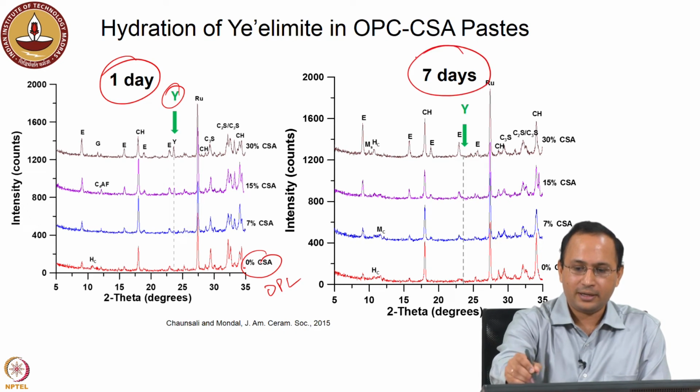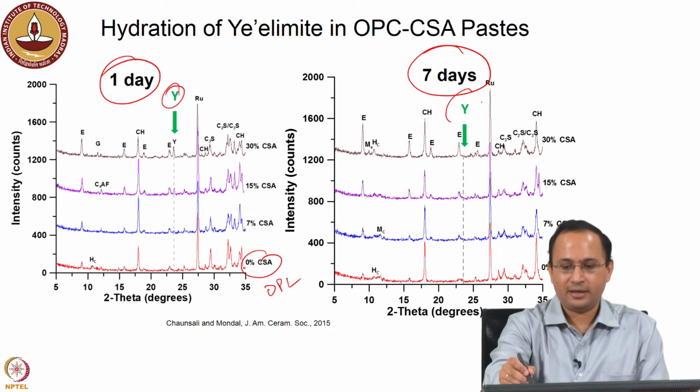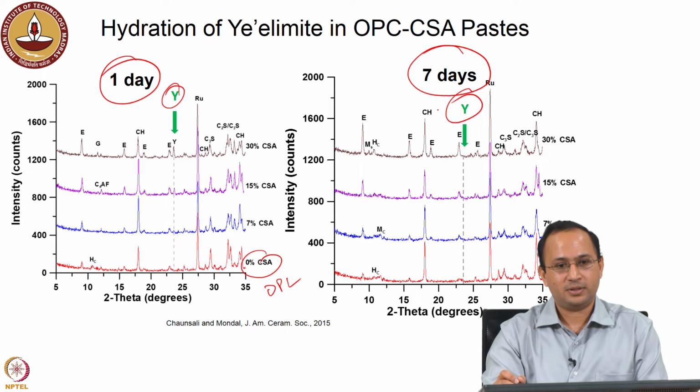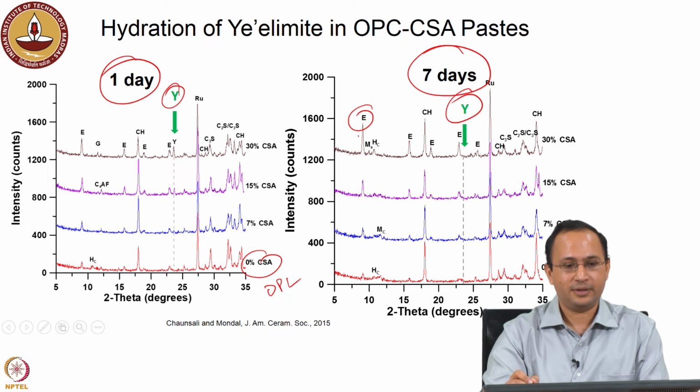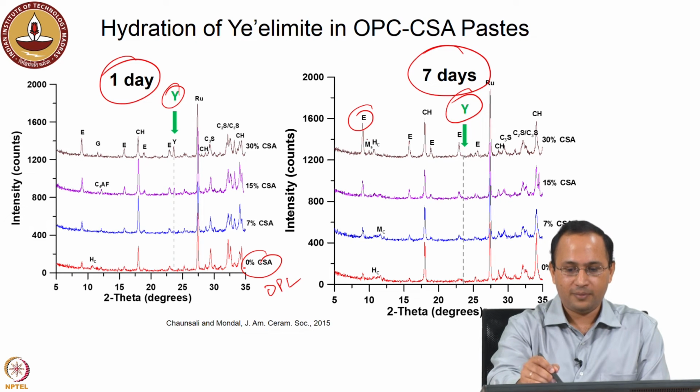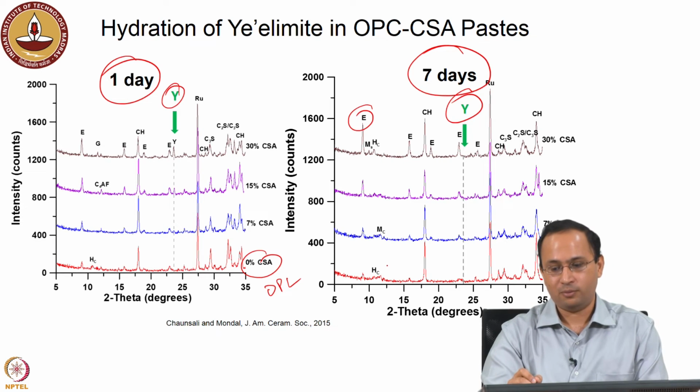But now if you look at 7 days, basically yeelimite is consumed, there is no yeelimite. So, all yeelimite has reacted and led to the formation of ettringite. And in addition to ettringite, you have other phases like monosulfate also, and hemicarbonate may form depending on the conditions. So, the important thing to note is that in 7 days the hydration of yeelimite is complete.